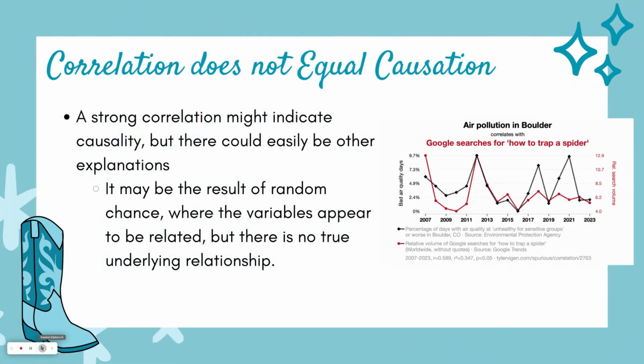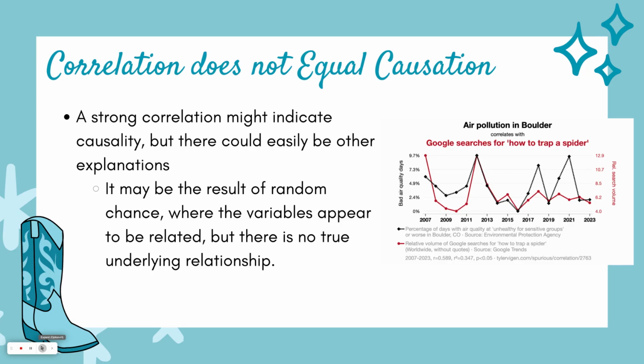So, what we need to understand about correlations is correlations do not mean causation. You've heard me say this a few times, where if we're doing non experimental research, we cannot determine causation, meaning we cannot say X caused Z. A strong correlation might indicate causality, but in order to find that out, we would have to do an experiment. But we also need to understand that there could be other explanations for why there's such a strong correlation.